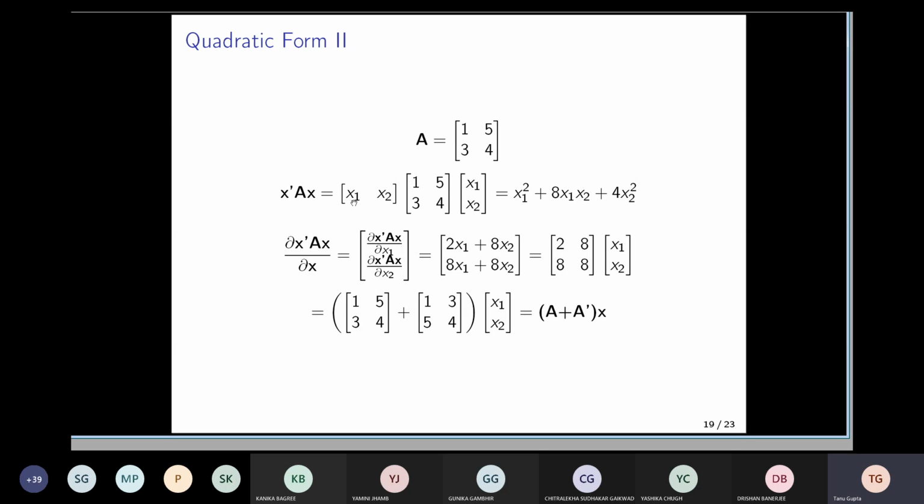So x prime Ax is nothing but a row vector x1, x2, and then this matrix A, and then this column vector with elements x1, x2. And if we solve for this, we will get x1 square plus 8 x1 x2 plus 4 x2 square. You guys can quickly check this.